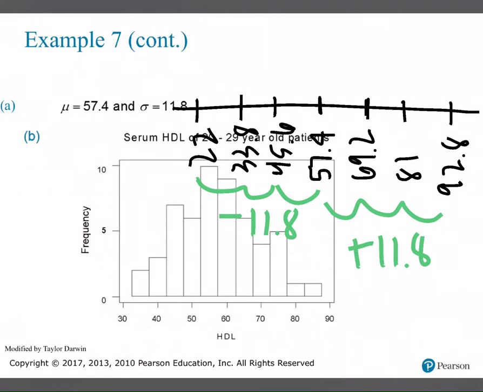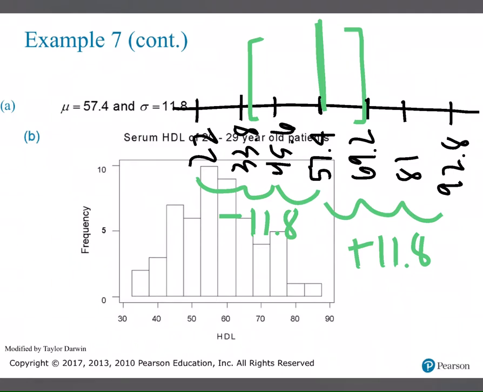The question we were asked was, what percent of all patients have a serum level between 34, so 34 is about right here, and 69.1, so that's about right here. Okay, now let's think back. So here's my mean to all those percentages that we were given on the empirical rule.